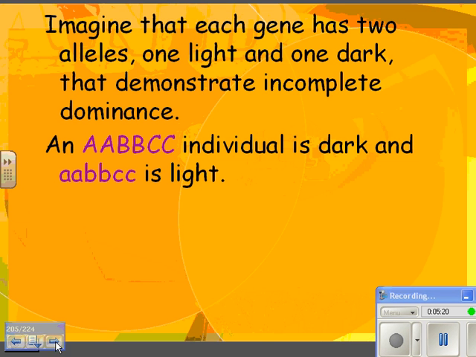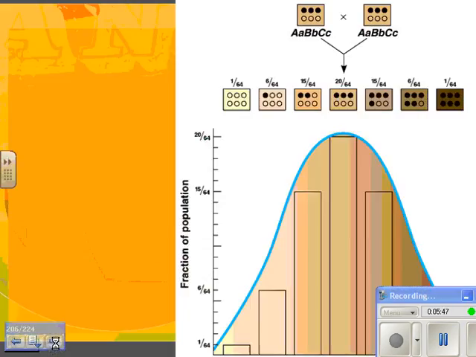So imagine that each gene has two alleles, one light and one dark, and imagine that they demonstrate incomplete dominance. Let's say there are seven genes for it, but we're just going to look at three genes because it's easier. Dominant AA, dominant BB, dominant CC would be someone very dark, and little a, little a, little b, little c is someone very light. Imagine that there's not three, but seven or eight or nine genes for this, and it gets a little bit more complicated.